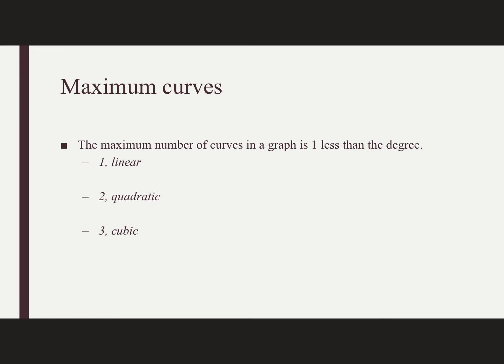One of the things that we can tell about a graph based on its degree is the maximum number of curves that graph can have. The maximum number of curves is going to be one less than the degree. So for a linear function with a degree of 1, that means that there are 0 curves. And if we think about what a linear function looks like, if this is our xy axis, a linear function is a straight line and 0 curves there.